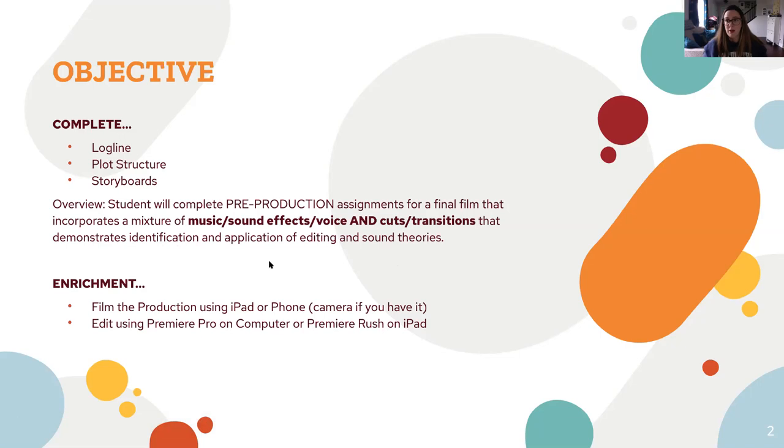For enrichment, maybe you want to get an A in this course and you want a 4. You can use either your iPad or your phone or a camera, like a GoPro, and actually film it. You can use any editing software. You do have access to Premiere Pro now, using your Google school username and password to download it. Also on your iPad, there's access to Premiere Rush, so you could film with your iPad and edit on your iPad as well. It's a little trickier with your finger than a mouse, but you can also use iMovie.